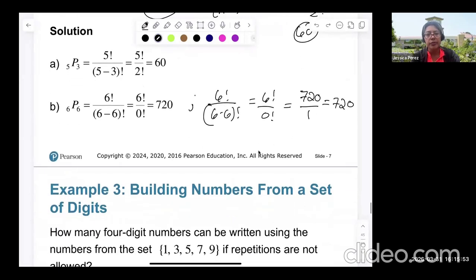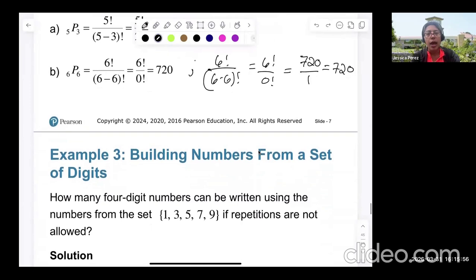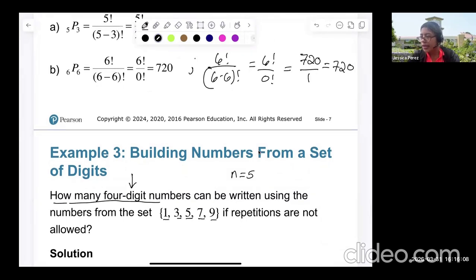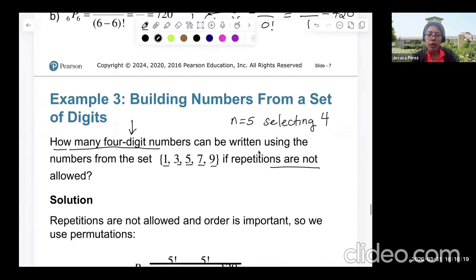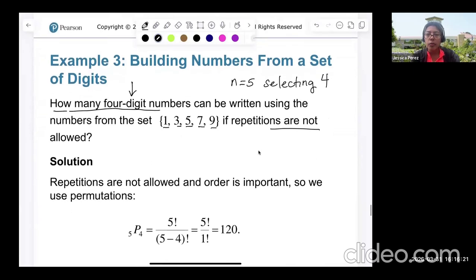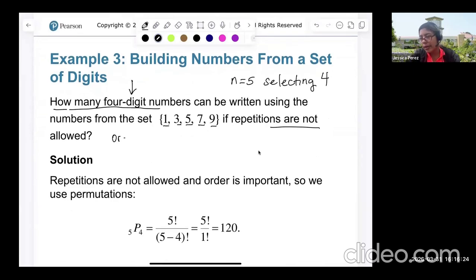When we're building numbers from a set, they're already telling us we want to find how many four-digit numbers can be written using the number set 1, 2, 3, 4, 5. So n is 5, the sample space, and you're selecting 4. And then it's saying repetitions are not allowed. Because order matters, we are going to use a permutation.